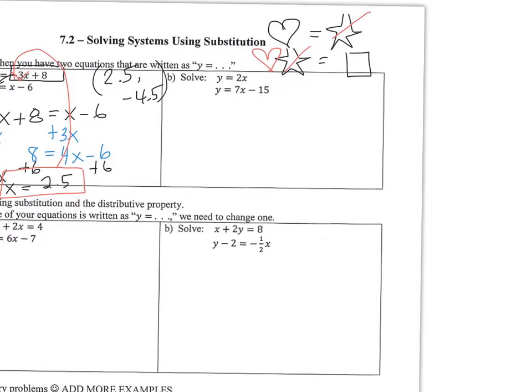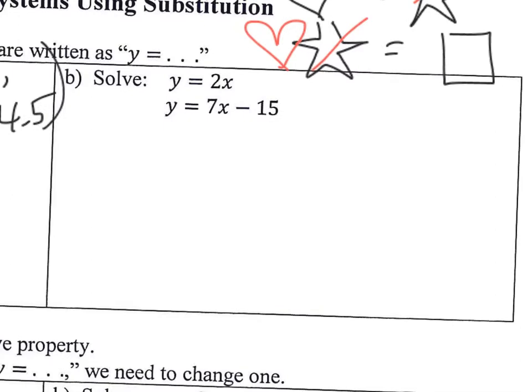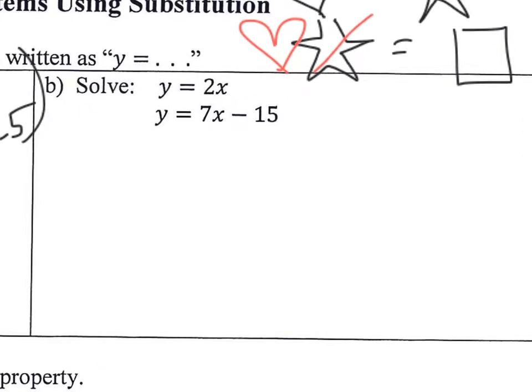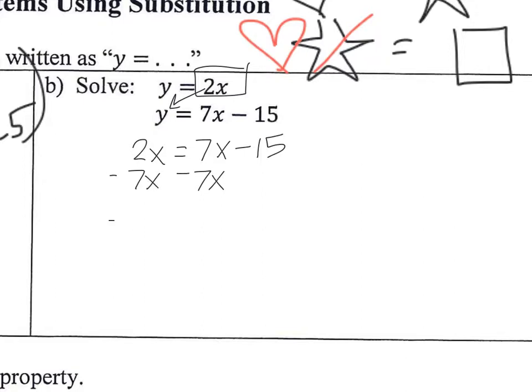So part B, solve y equals 2x and y equals 7x minus 15. I'm going to substitute 2x in for y. So now I have 2x equals 7x minus 15. So I subtract 7x from each side. So I have negative 5x equals negative 15. So x equals 3. That's only part of my solution.